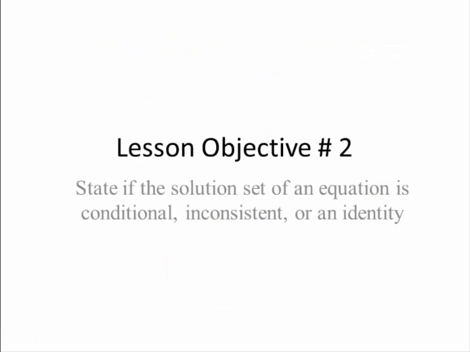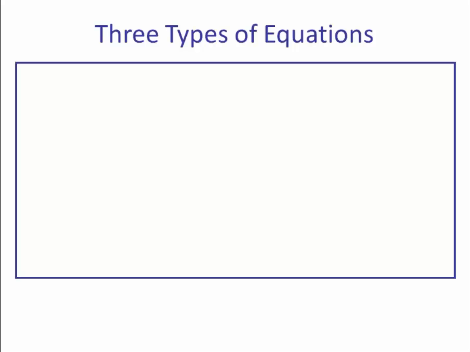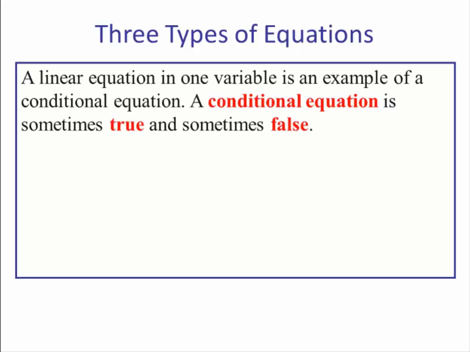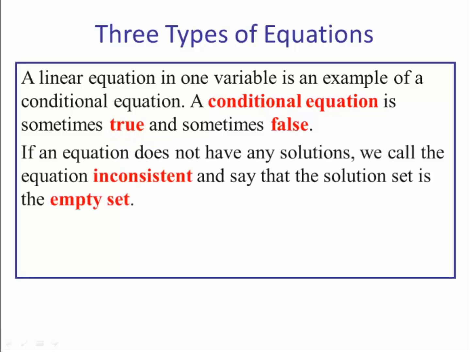Lesson objective number 2: 3 types of equations. A linear equation in one variable is an example of a conditional equation. A conditional equation is sometimes true, sometimes false. The solution is what makes the conditional equation true. If an equation does not have any solutions, we call the equation inconsistent, and we say that the solution set is the empty set. So there are no values that will make the equation true. It will always be false.